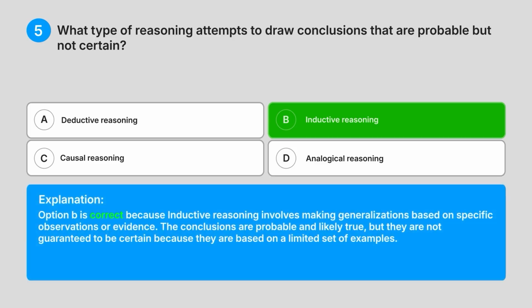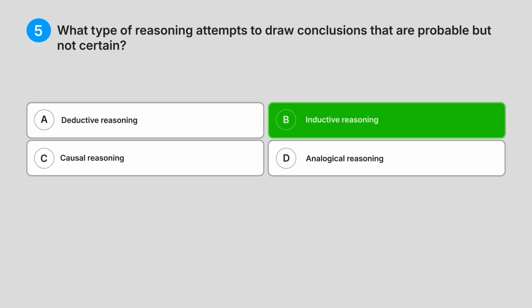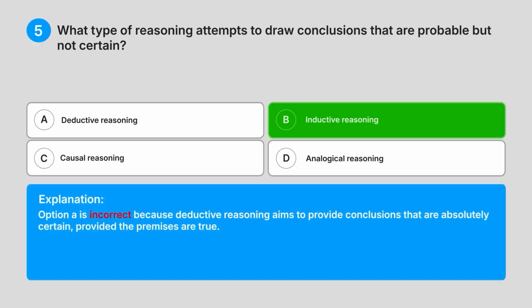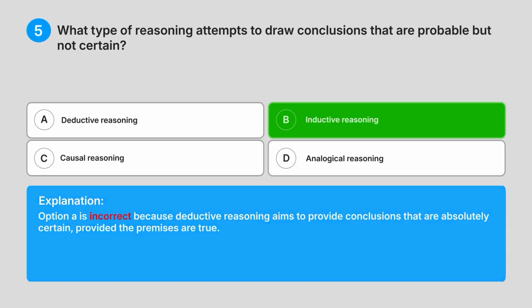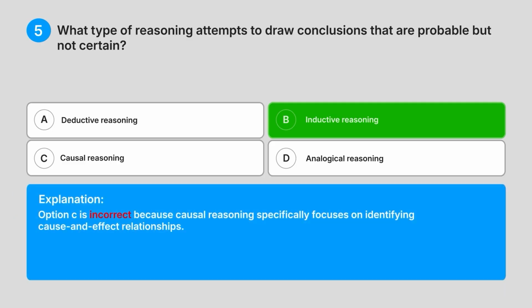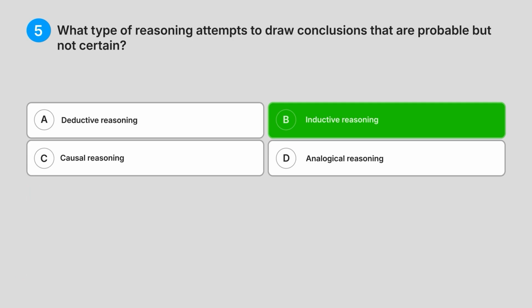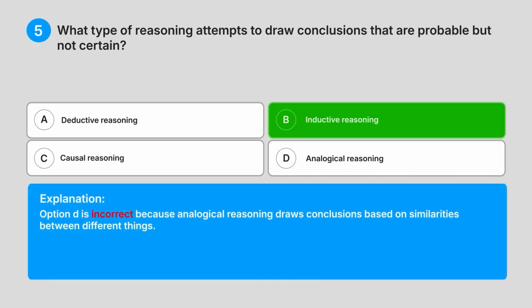Explanation. Option B is correct because inductive reasoning involves making generalizations based on specific observations or evidence. The conclusions are probable and likely true, but they are not guaranteed to be certain because they are based on a limited set of examples. Option A is incorrect because deductive reasoning aims to provide conclusions that are absolutely certain, provided the premises are true. Option C is incorrect because causal reasoning specifically focuses on identifying cause and effect relationships. Option D is incorrect because analogical reasoning draws conclusions based on similarities between different things.